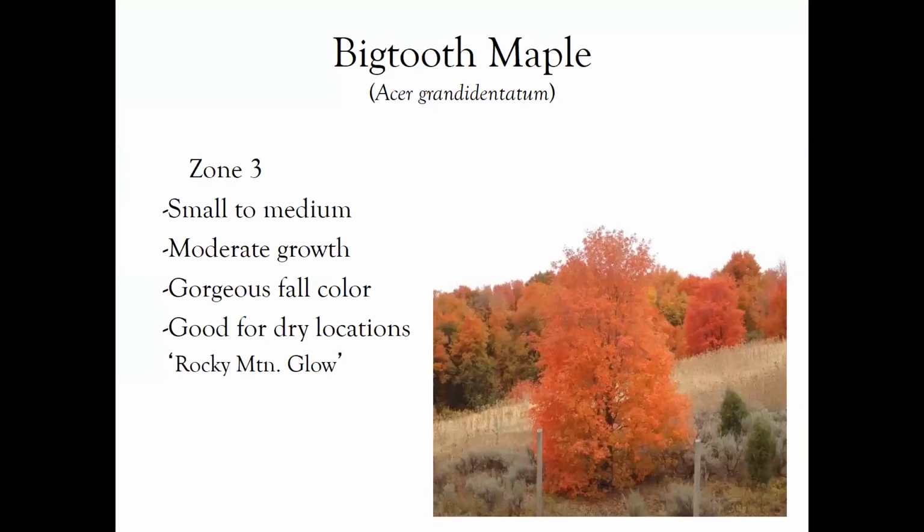Big tooth maple is one of the 2 native maples to Utah, Acer grandidentatum. The other one is Rocky Mountain maple, which we don't have nearly as much of in Utah. So the big tooth maple is the one that we typically see in the hills, the mountains, turning red and orange and yellow in the fall. It's very, very winter hardy, small to medium tree, usually on the smaller side. Grows fairly slowly. Good for dry locations.